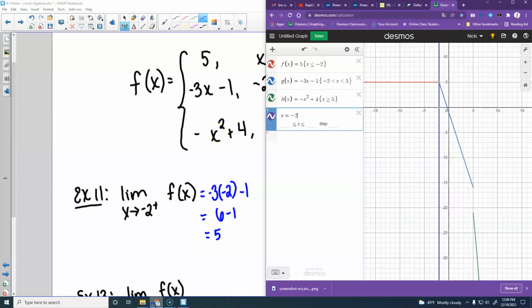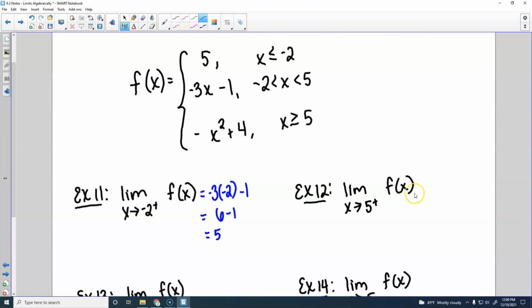Like if we think about graphing this, the right side, let me put in x equals 5 there. So x equals 5 is this place where these two functions come together, and this green graph, which is that quadratic, is on the right. So we would just plug in 5 to the bottom function. So we'd have -5 squared plus 4, which would give us -25 plus 4, so we'd get -21.